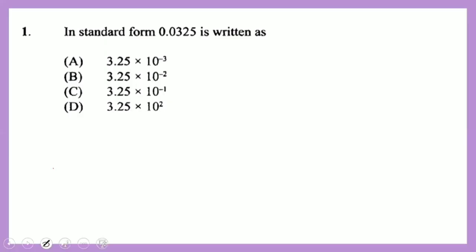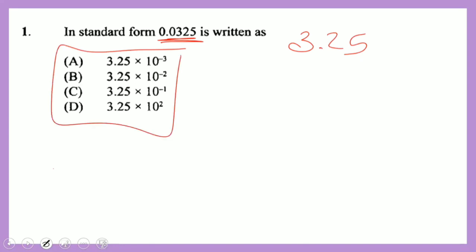We move to question number 1. It says we are given the number 0.0325 and we are supposed to write it in standard form. First thing we know is that we should put the first non-zero digit in front of the decimal point, and write all the others. So right now we can't eliminate any of our answers as yet.